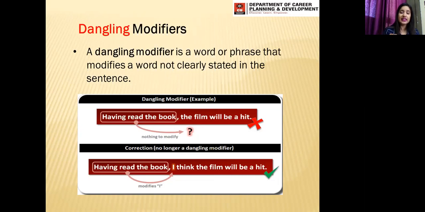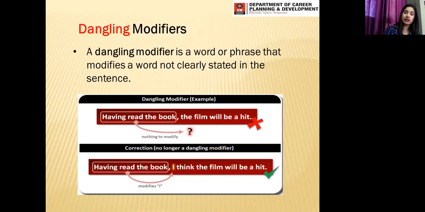Now if you see the corrected sentence, the correct sentence is, "Having read the book, I think the film will be a hit." So over here, it is referring to the correct noun. The modifier is working correctly on the noun and verb that it needs to work upon. My first question, who read the book? The answer to that question is clear now: having read the book, I think the film will be a hit. Now the meaning of the sentence comes across very beautifully.